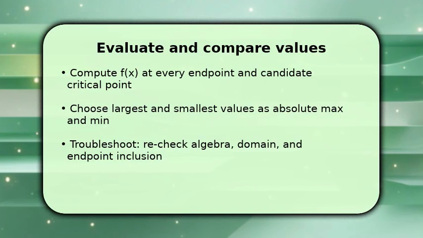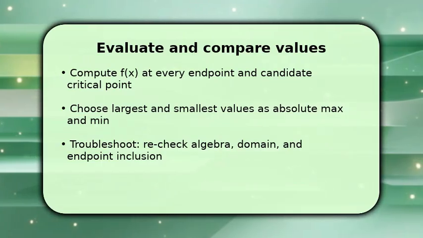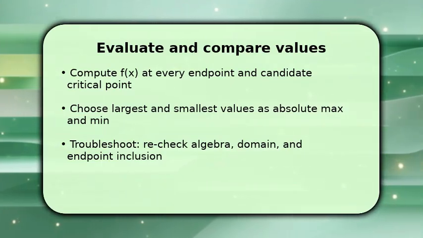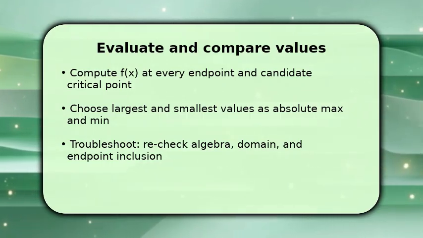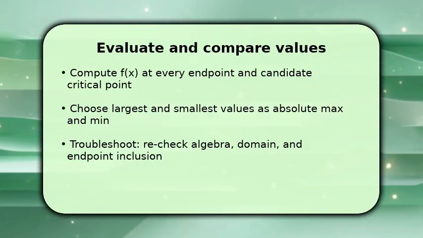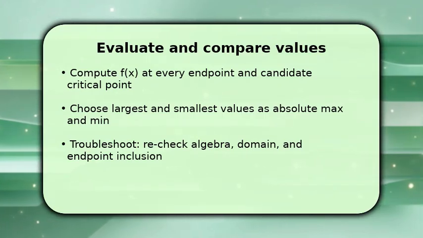You finish by plugging every candidate x into f(x), and listing the resulting values in one column so you can compare them directly. Once done, identify the largest value as the absolute maximum and the smallest as the absolute minimum on your interval. Make sure to state the point and value pair for each extremum.